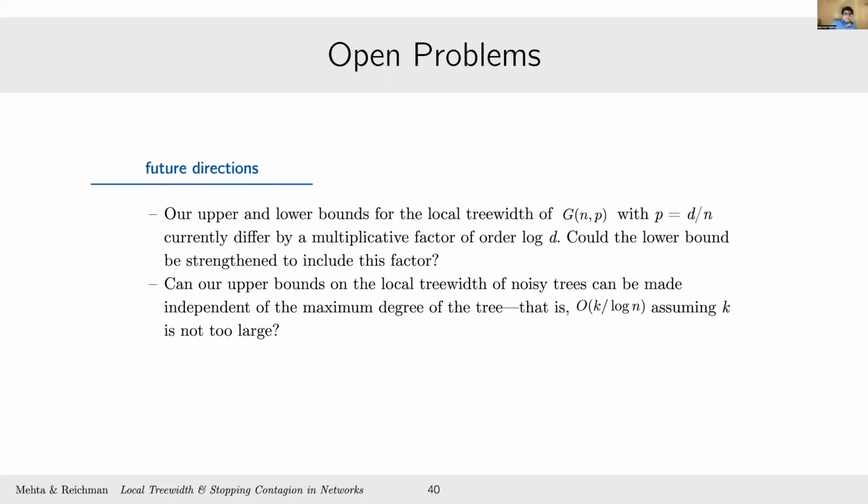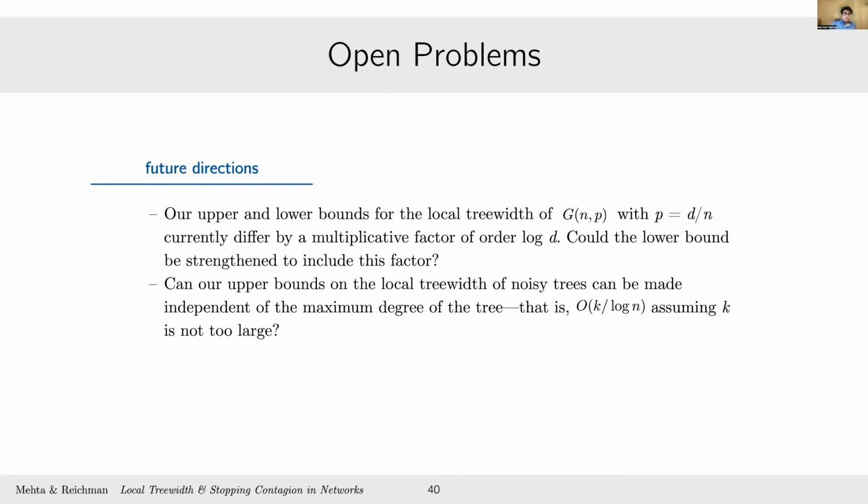More specifically, we have these upper and lower bounds for the local treewidth of G(n,p), and currently they differ by a factor of log D. Can the lower bound here be strengthened? Can we make this tight? Can we get rid of the missing log D factor on our lower bound?